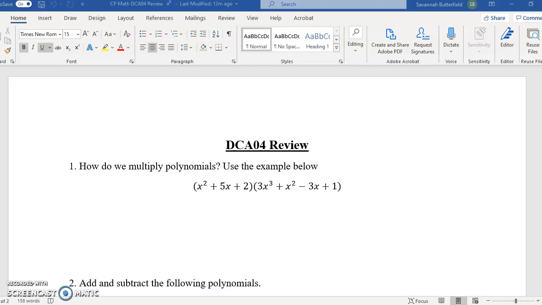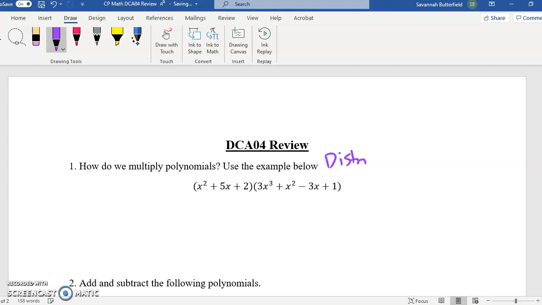This is covering everything exponents, polynomials, and then also solving equations and inequalities. So let's jump in. Number one says, how do we multiply polynomials? The method that we have talked about and we all looked at on College Bridge is distributing. So you want to distribute everything from your first polynomial into everything in the second polynomial.